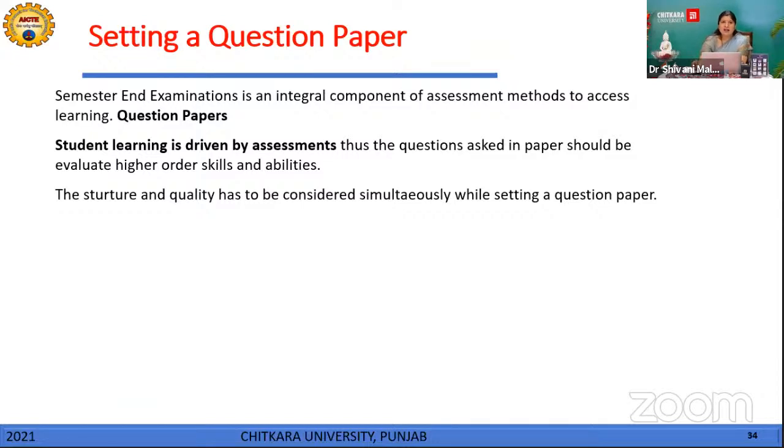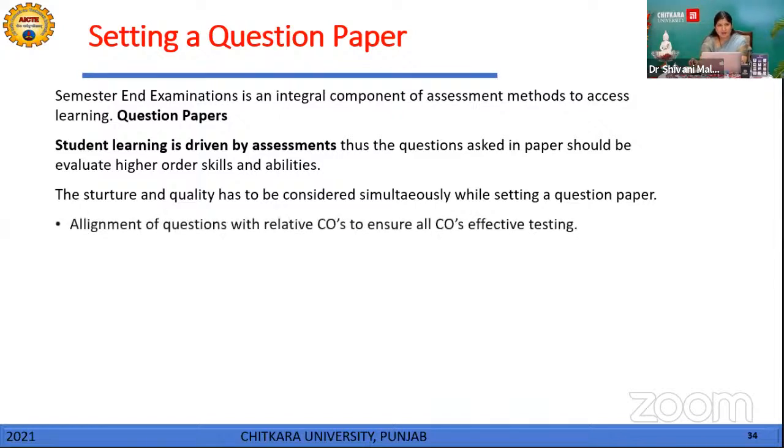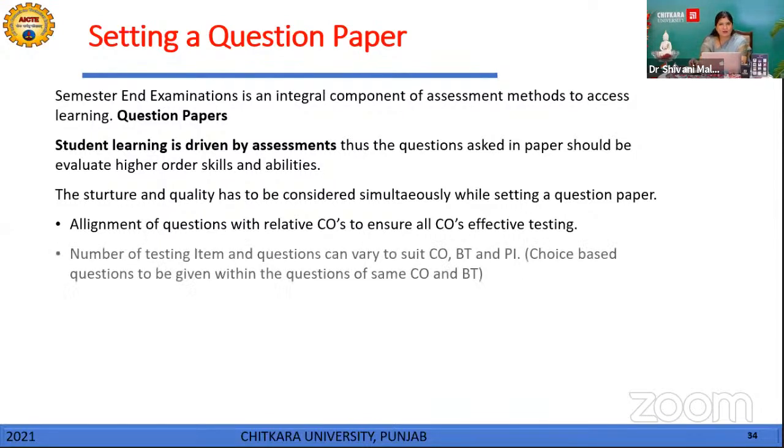Your semester end examination, we know, is an integral component of the assessment method to assess the learning. That is what we talked about, our question paper. Student learning anyway is now driven by the assessment. Thus, the questions asked in the paper should evaluate higher order thinking skills and abilities too. The structure and the quality have to be considered simultaneously while setting a question paper, so alignment of questions with the relative COs ensures that all the COs are effectively tested. This is the summary of it.